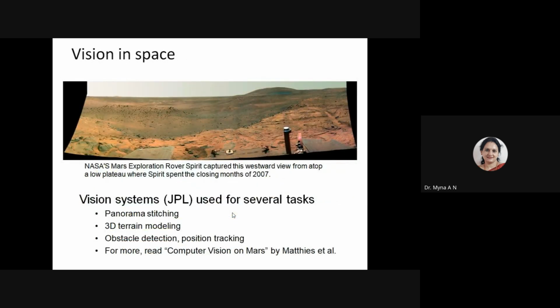In space again, computer vision is used for panorama stitching, 3D terrain modeling, obstacle detection, and position tracking. For more information, we can go through computer vision on Mars.